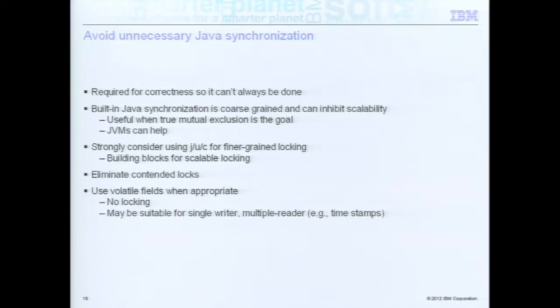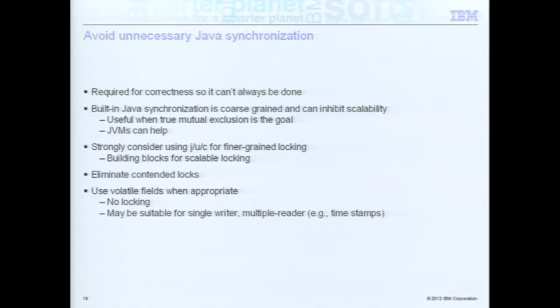JVMs can help you here. We do try to recognize when there's redundant synchronization and eliminate it, but you certainly shouldn't rely on the JVM for finding these opportunities and getting rid of them. JUC is maybe where you want to consider looking when you're developing your own locking, for example. It has a much finer grained lock, and it also provides building blocks for putting together your own locks. So there's some cool stuff there.